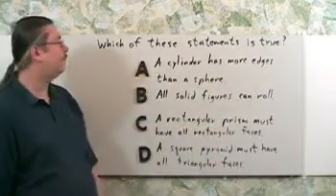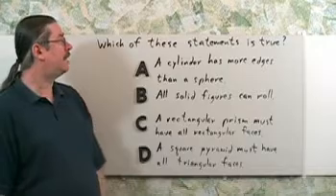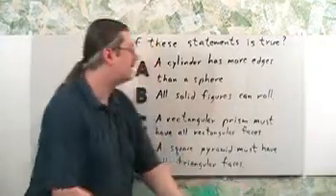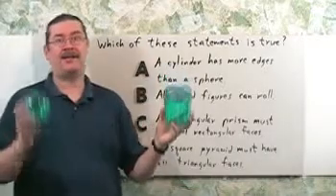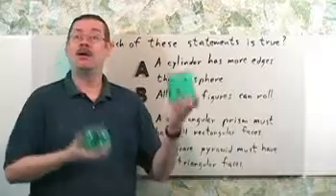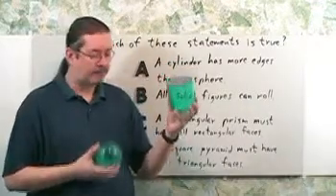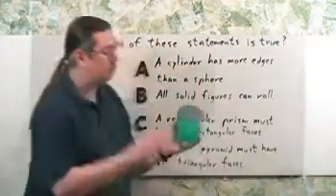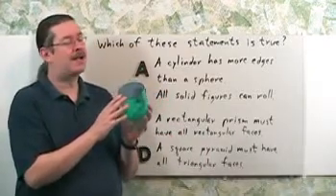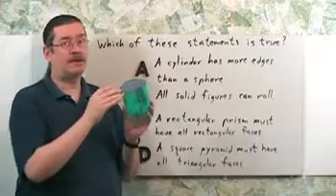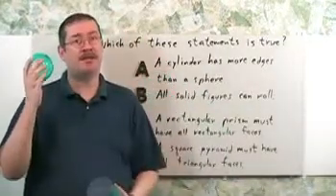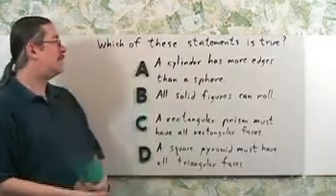Let's talk about the first one. A cylinder has more edges than a sphere. Well, here is an example of a cylinder, and here's a sphere. Definitely a sphere has no edges. What about a cylinder? You might think, well, this is an edge. Well, by most mathematical definitions, an edge is straight, not curved. So the cylinder has 0 edges, so does the sphere. A is false.